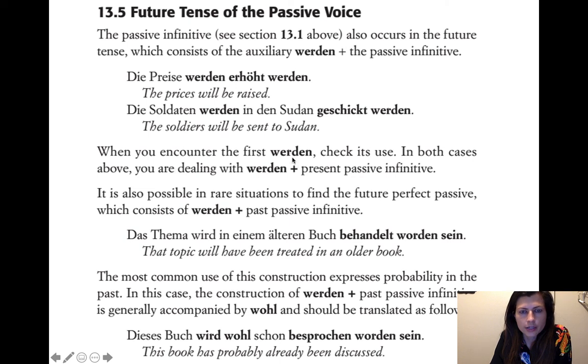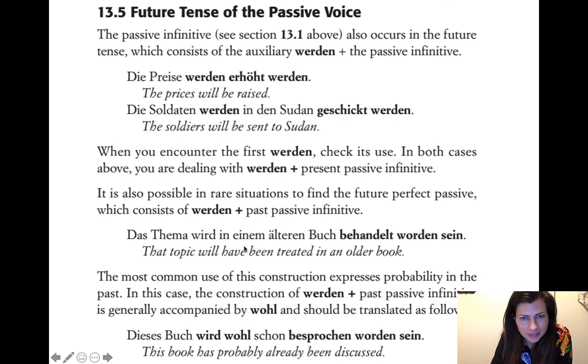So when you first encounter werden, check its use. In both cases above, you are dealing with werden plus present passive infinitive. So you've got the passive happening here, right? Werden plus another passive means it's a future plus the passive. It's also possible in rare situations to find the future perfect passive, which consists of werden plus past passive infinitive. This is like getting really, really technical.